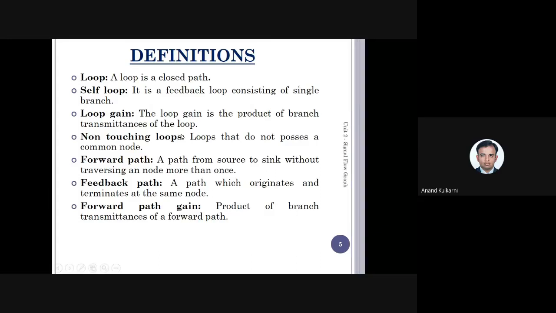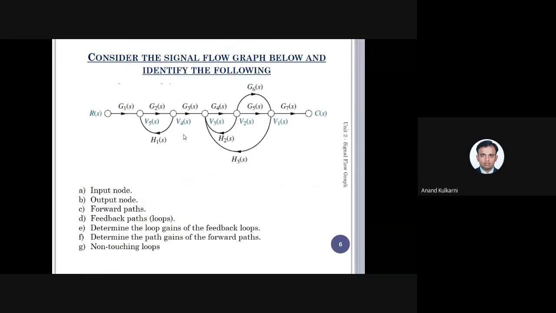Then forward path gain is nothing but the transmittance of the forward path. As in this case, G1, G2, G3, G4, G5 and G7 is the forward path gain for this path. Similarly, we had one more forward path like this, and the forward path gain was G1, G2, G3, G4, G6 and G7. Whatever gains are there, you go on multiplying for that forward path, and that becomes the forward path gain. Similarly, for one more path, whatever the gain is there, you are going to consider that.